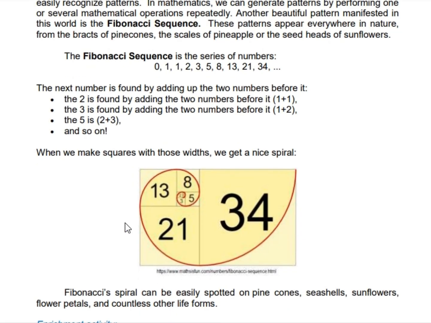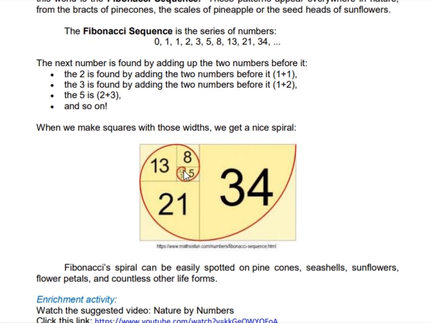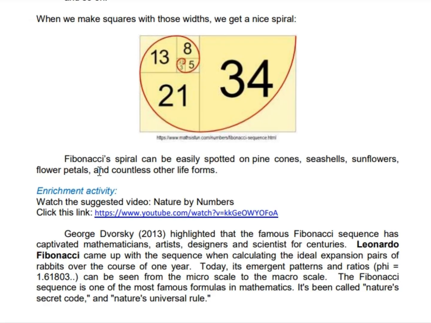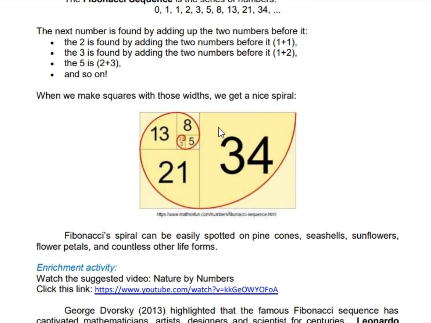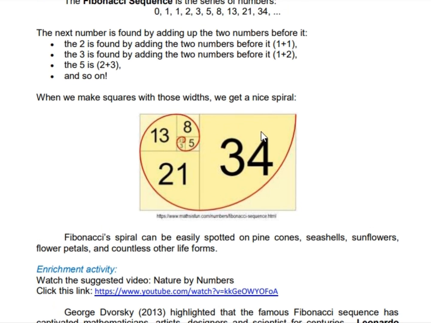So from this, we make certain squares. We have, for example, 1 plus 1, 2, 2 plus 1, 3, 3 plus 2, 5, 5 plus 3, 8, 8 plus 5, 13, 13 plus 8, 21, 21 plus 13, we have 34. So we can see the beauty of this. We call this one the golden spiral, as shown in this video.